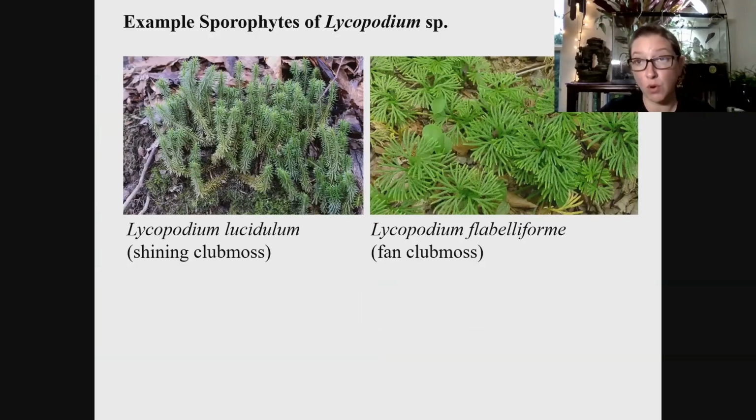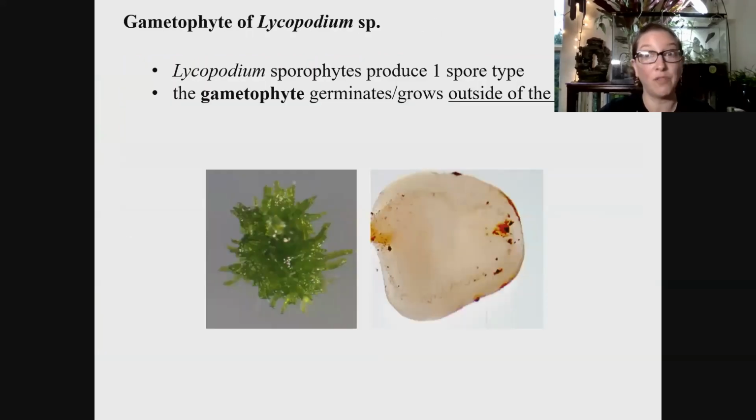Those are examples of the sporophyte, which is the dominant generation in Lycopodium and all lycopods and all vascular plants. So that's what the sporophyte plants look like. Let's look a little bit at what the gametophyte plants look like. This is something we're going to come across today that we have to keep track of, because we didn't talk about it last time at all.